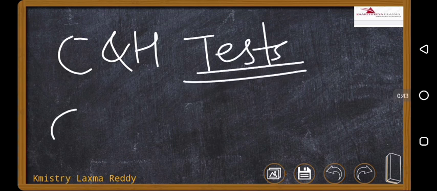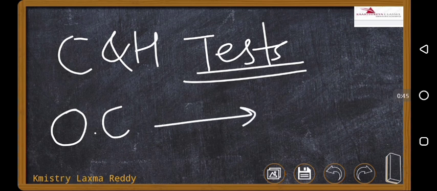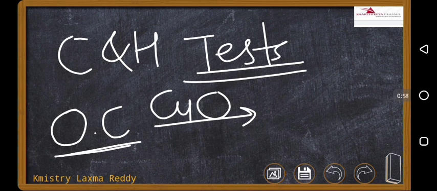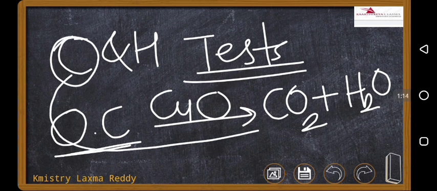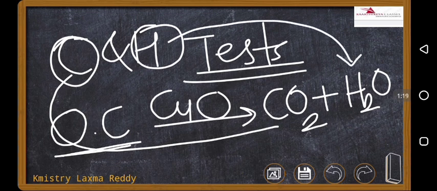What we are doing here, organic compound when treated with cupric oxide, CuO. CuO means here copper oxidation state is 2. CuO compound is taken so that whatever the carbon is present in the organic compound is converted to carbon dioxide, and whatever the hydrogen is present, that is converted to water. Organic compound contains carbon and hydrogen. Whatever the carbon is present here, all the carbon is converted to carbon dioxide. Whatever the hydrogen is present, all the hydrogen is converted to water.